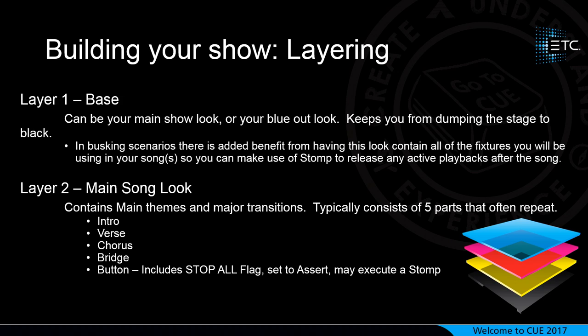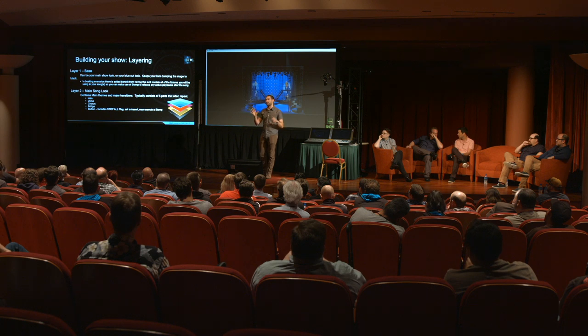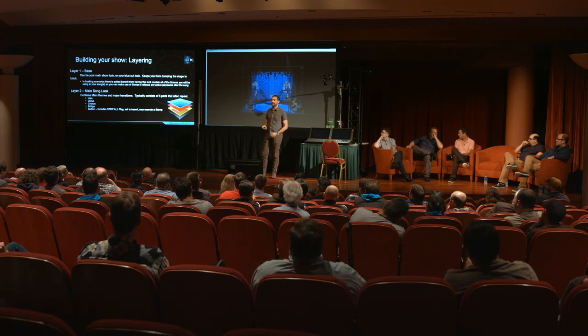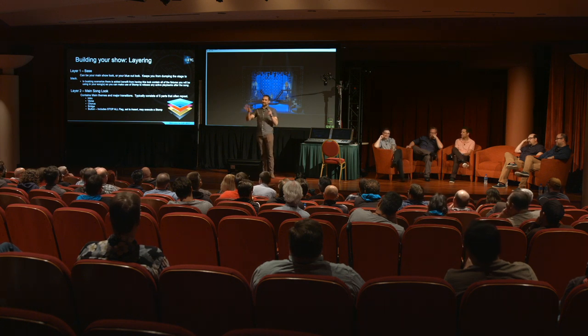And then I'll have my main song looks, and like I said, it's usually 5 looks, right? I'll have an intro, a verse, which I'll recycle, a chorus, which I'll recycle, a bridge, and then my button look, which is the big finish at the end, and usually everything flies out and ends up in a single color or white or wherever it is. Typically, I'll put a stop all flag on that because I don't want the big end and the band has stopped, but you still have the circle effects and the color chases going. So I make sure that I put a stop all flag on that. So I know if I get to that, that cue is going to assert, and it's going to stop everything from moving.